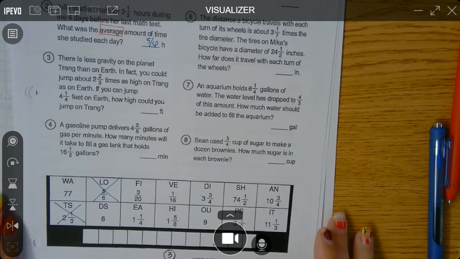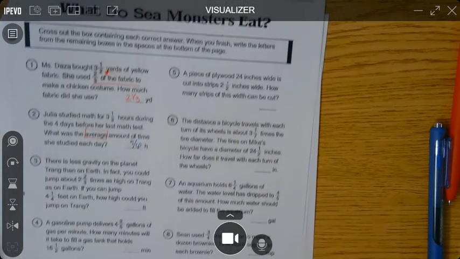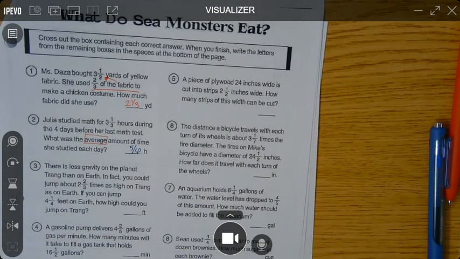There's one other one I want to get started on with you guys, and that would be number 5. Number 5 says a piece of plywood is 24 inches wide, is cut into strips 2.5 inches wide. So how many strips of this width can be cut? Do you guys think you would add, subtract, multiply, or divide? The trap is like, oh, I'm cutting it off, so I'm subtracting. That's not right.